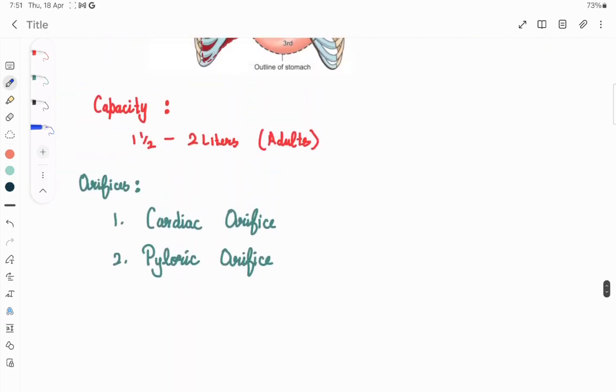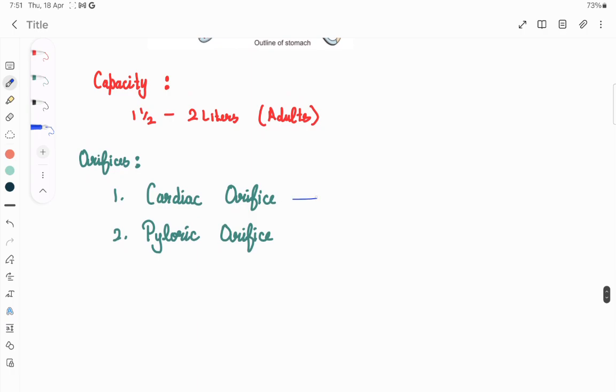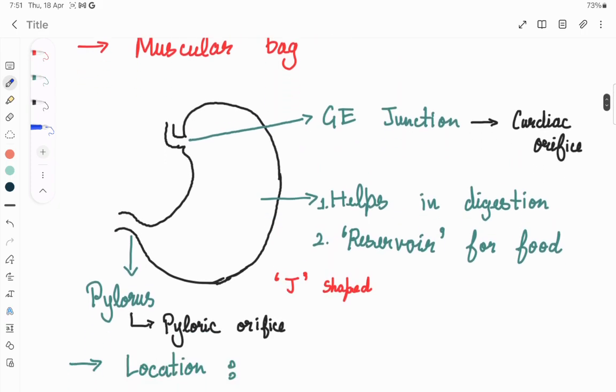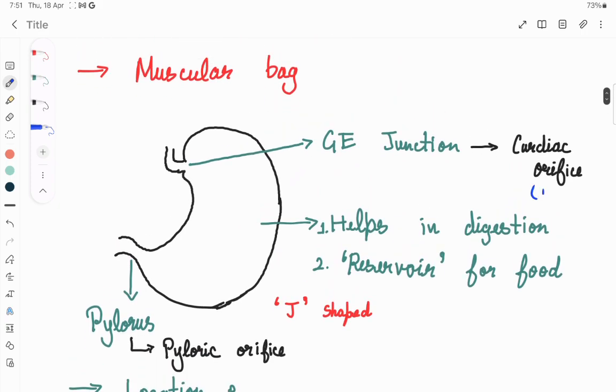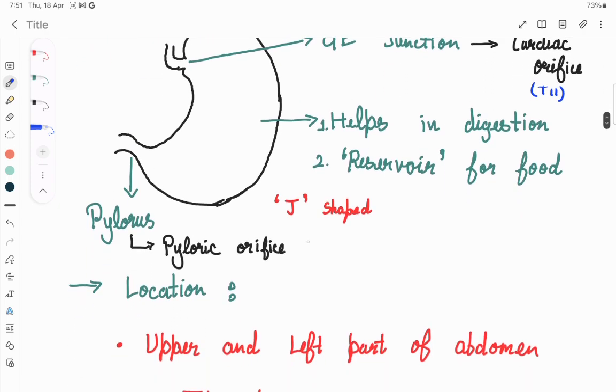This cardiac orifice is at the level of vertebra T11 and this pyloric orifice is at the level of the lower border of vertebra L1. Lower border. So in the diagram the cardiac orifice is at the level of vertebra T11 and this pyloric orifice is at the level of vertebra L1, lower border.